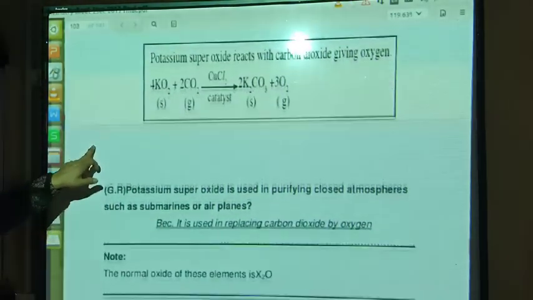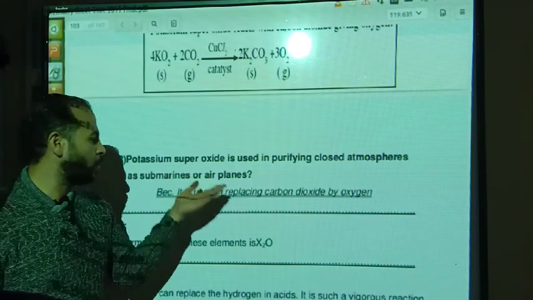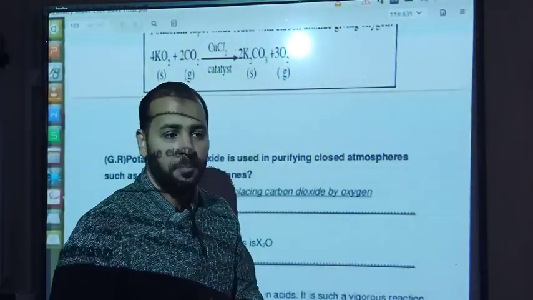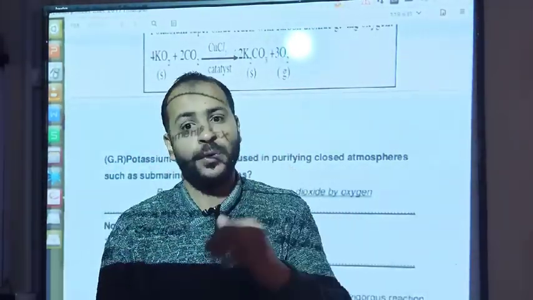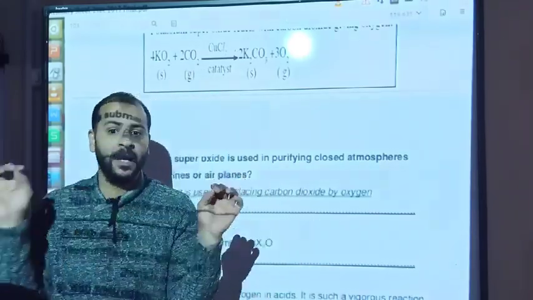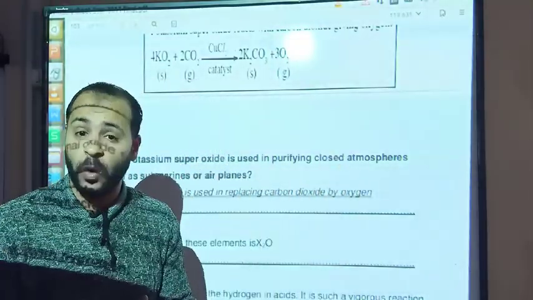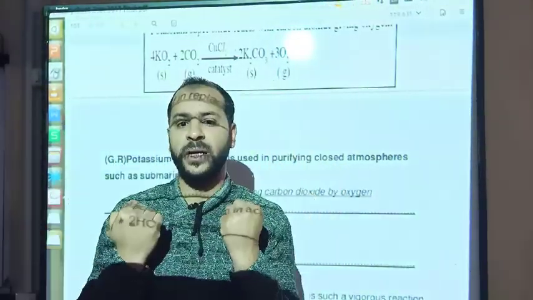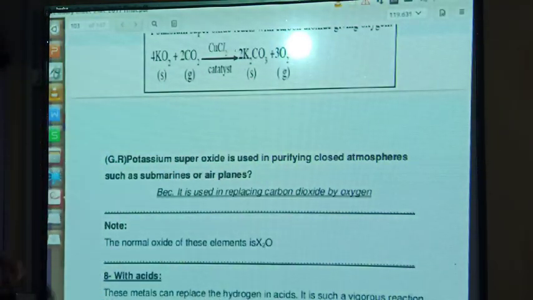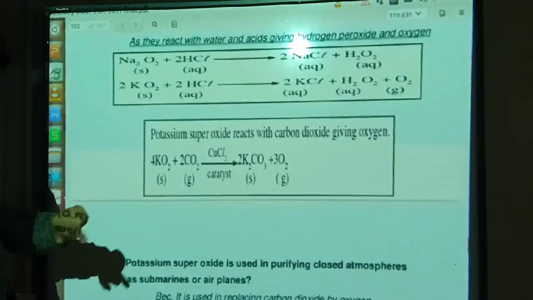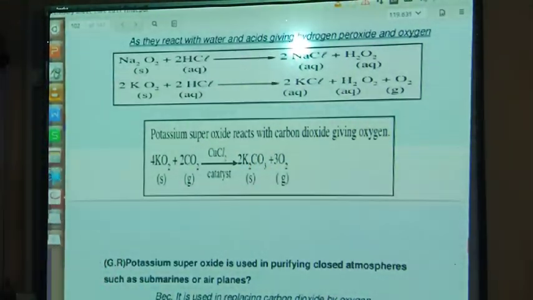It can be used in the purification of closed atmospheres such as submarines, airplanes or tunnels. Why? Because it can react with carbon dioxide released from exhaled air, producing oxygen gas. Now we have a similarity between potassium superoxide and the green plants. Why? Both of them absorb carbon dioxide gas from air and give oxygen gas that can be used in the respiration process. Potassium superoxide, KO2, reacts with carbon dioxide, giving K2CO3 and oxygen gas. Okay.